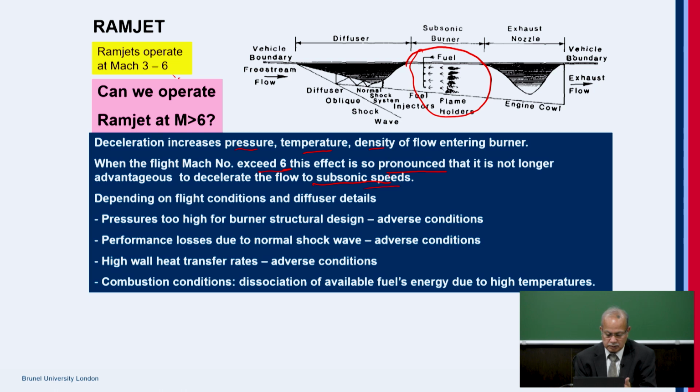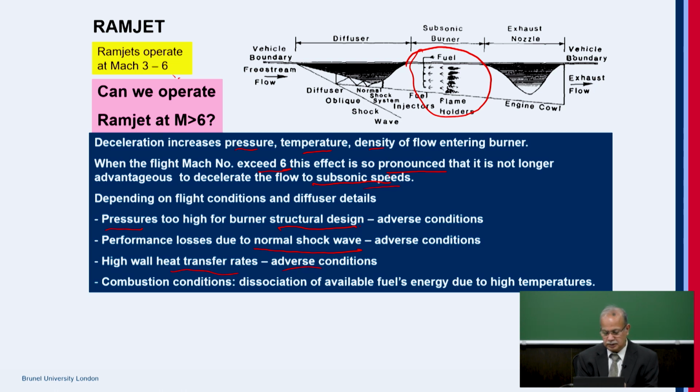Now, as I did mention, the structural design will be a problem. The pressures are very high and the temperatures are very high, and you have to allow the flow to encounter the terminal shock. Which means that if the Mach number prior to the normal shock, the terminal shock, is above 1.6, then you will have a penalty again on the pressure recovery.